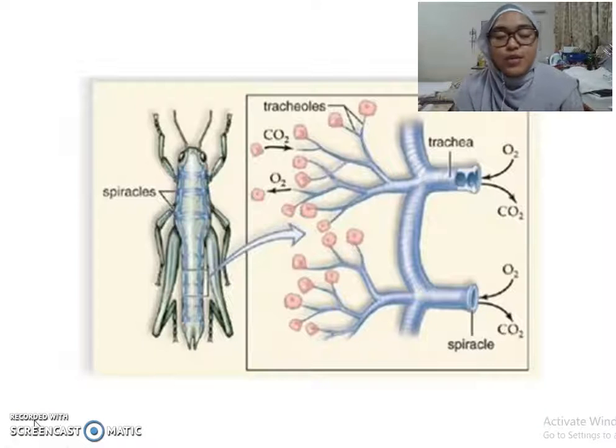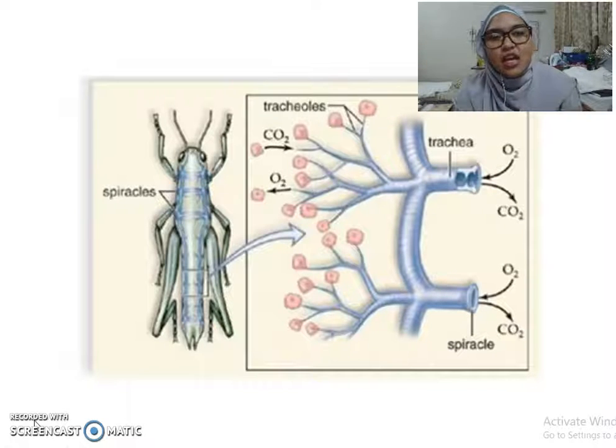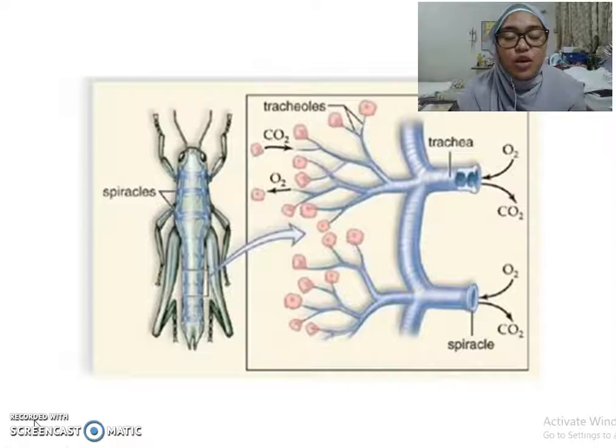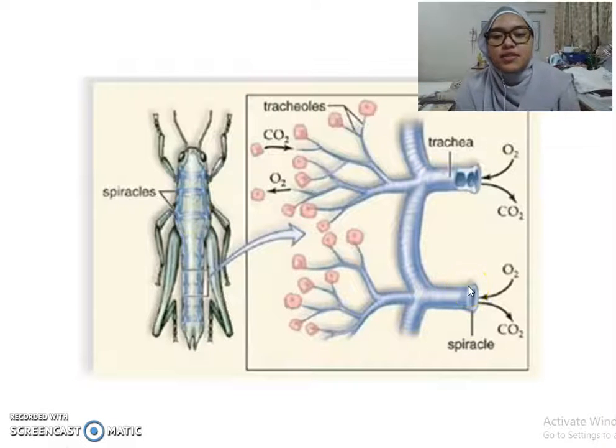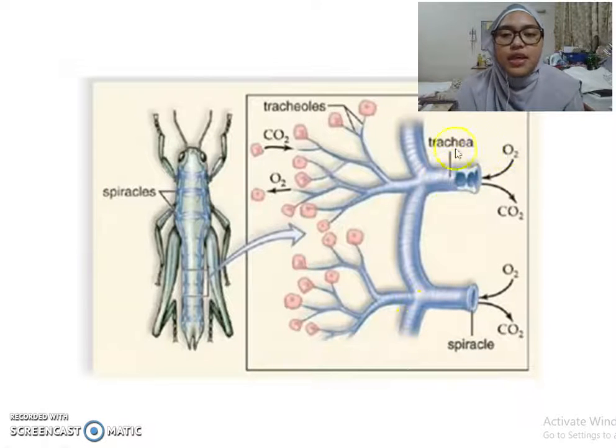So, I'm going to explain a bit about the insect respiratory system and consider the differences and comparisons between the insect's respiratory system and the human respiratory system. Okay, let's go first to the insect respiratory system. The insect respiratory system consists of the spiracle, the trachea, and also the tracheoles.